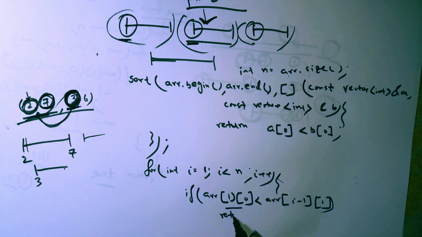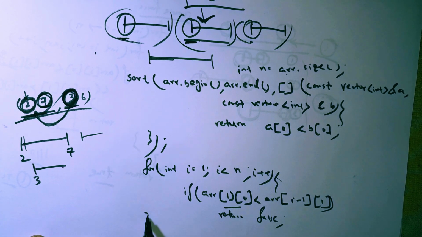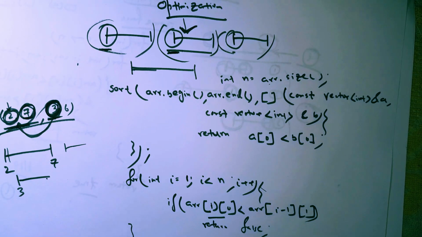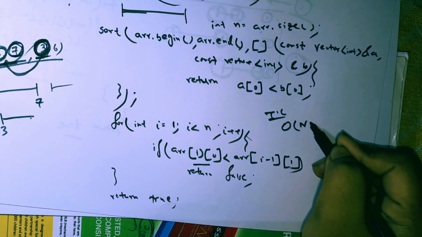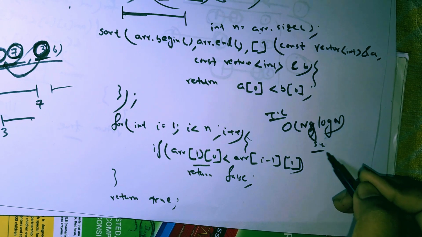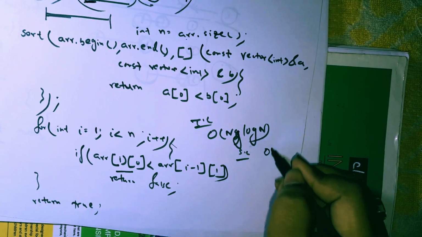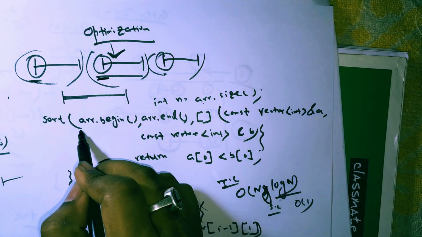So what I will do, I will simply return false, and after iterating the for loop, I will return true. Okay, and what will be the time complexity for this code? The time complexity will be big O of n log n, and the space complexity, I did not take any extra space, so space complexity will become big O of 1. And n log n, why? Because of this sorting.